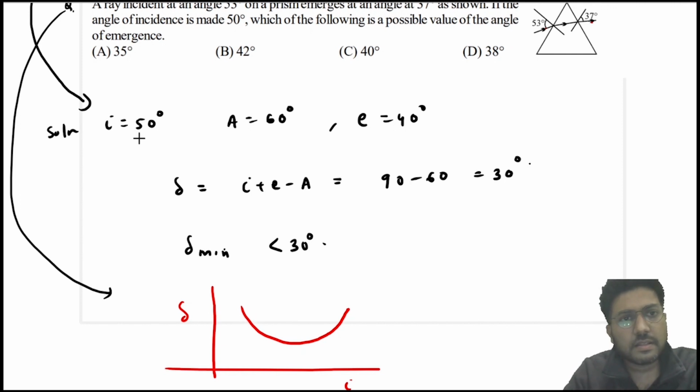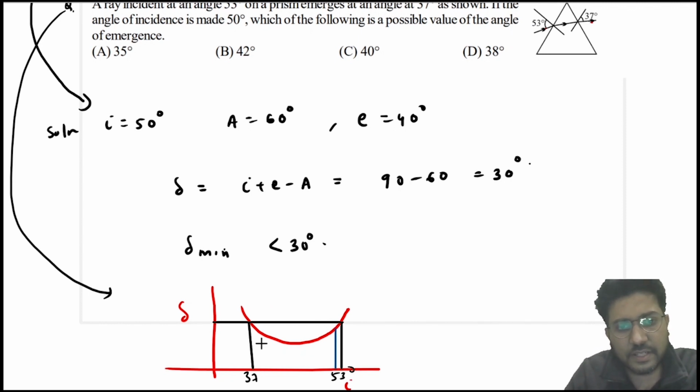So that means if this is 37, this is 53 degree, right? Now what they have said is, the incident angle is made 50 degree, so that means this has reduced. Now if this has reduced, then this should increase, because you know that for a given value of i and e there is one deviation, right? So that means if i has decreased from 53 to 50, then e will increase from 37.